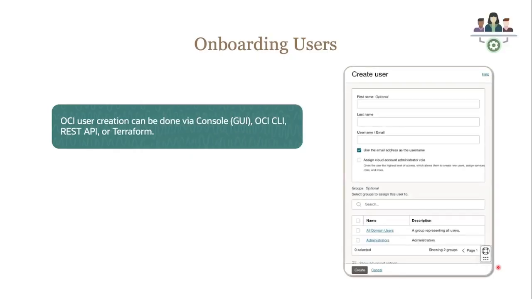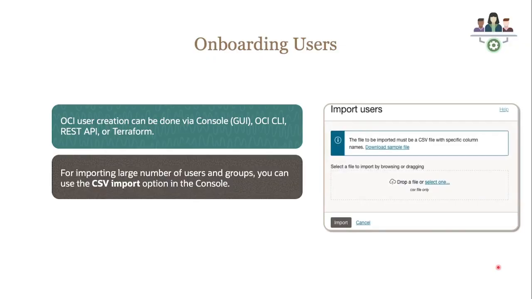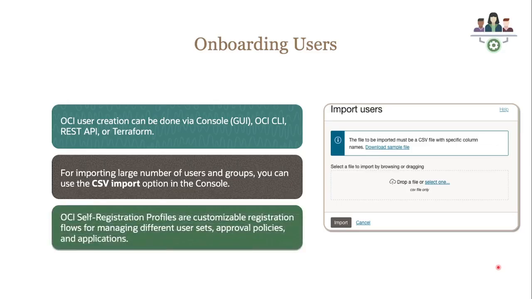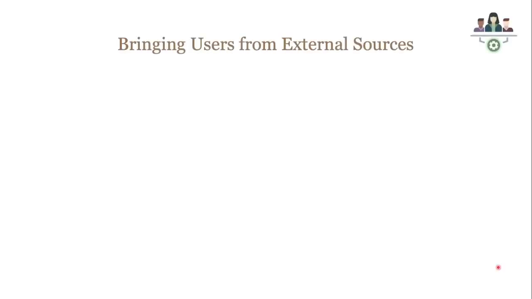Now we will see how you can onboard users. So we have several ways to onboard users to OCI IAM. You can quickly create users using the OCI console or API option. And if you are dealing with a large number of users and groups, then you can use the CSV import option in the console. And for the use case where you need self-service capabilities for consumer users, you can use the IAM self-registration option.